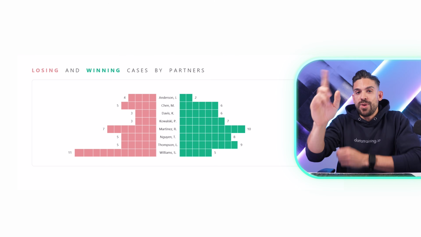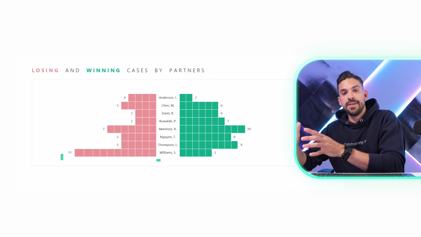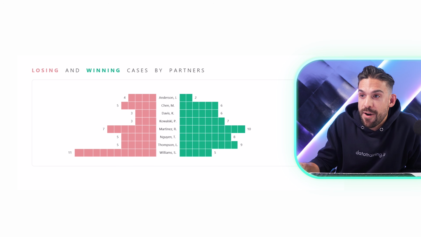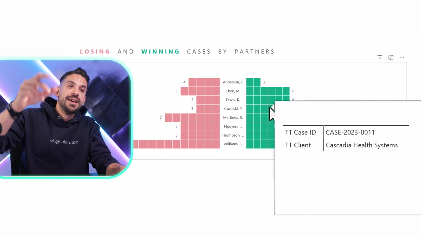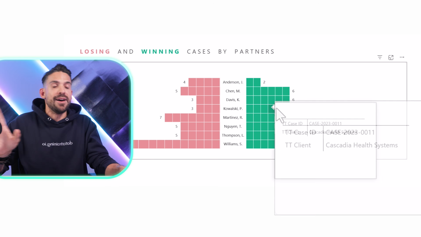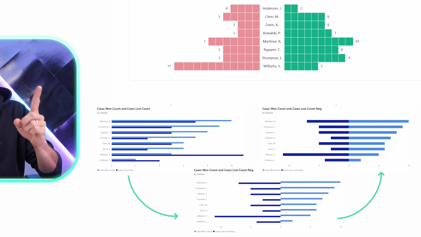Now here we have a perfect use case. For example, the court cases that are won versus lost for different law firm partners. So when I hover over one of these squares, you will see the tooltip with more information about that court case. All right, now how can you set this up? Well, you might think just a normal bar chart. However, that wouldn't get us there.